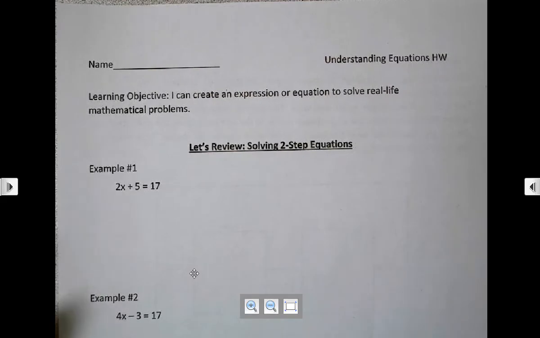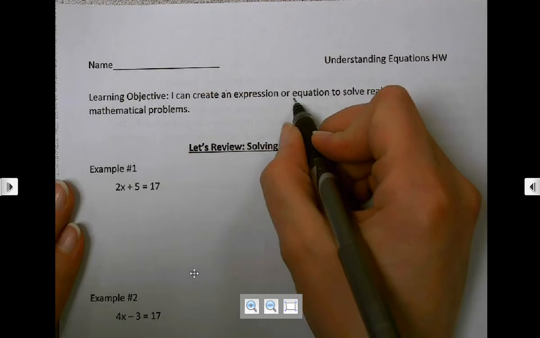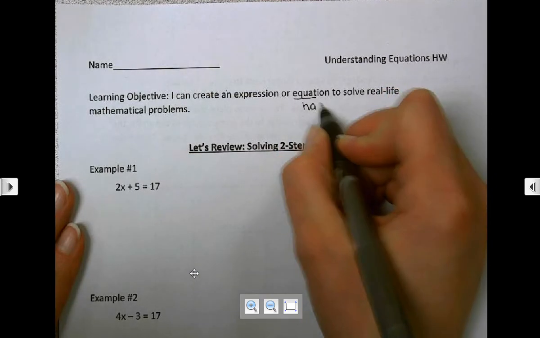Good evening. Tonight's lesson is on understanding equations. The learning objective is I can create an expression or equation to solve real-life mathematical problems. We want to remember that an expression is different than an equation. An equation has an equal sign.